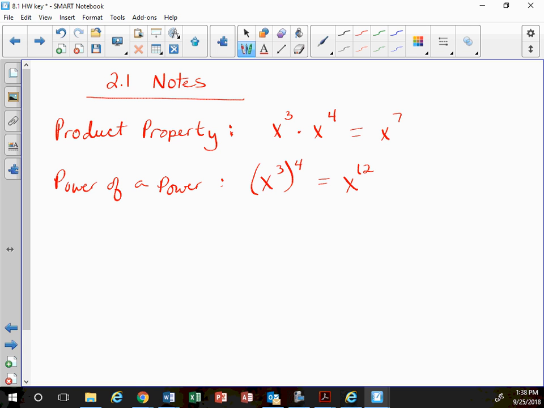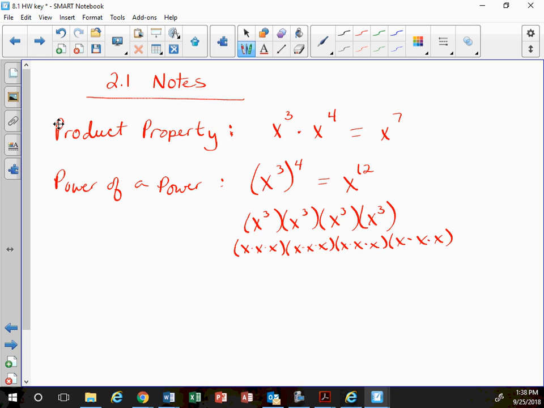So x cubed to the 4th, that means you have 4 of these, right? And then you can use the first property, or if you have just memorized that one, think about it. X cubed, that's x times x times x. How many x's do I have? 12, okay? So there is reasoning behind this. It's not just we tell you to memorize, multiply, add, subtract, all of that. All right, quotient.